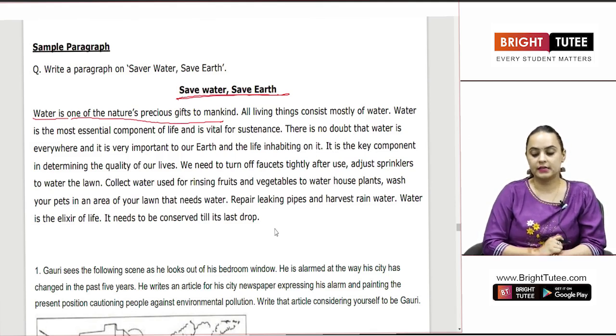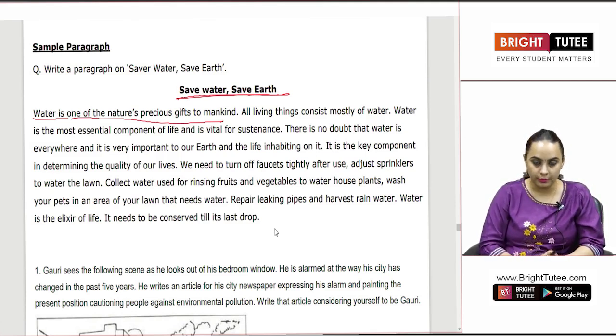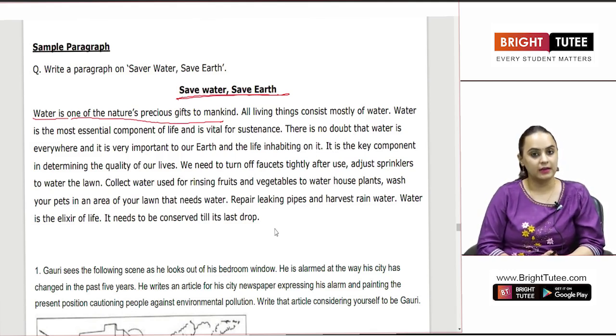All living things consist mostly of water. Water is the most essential component of life and is vital for sustenance.